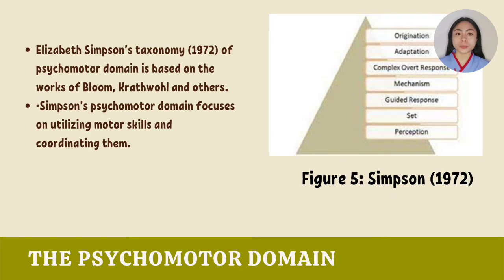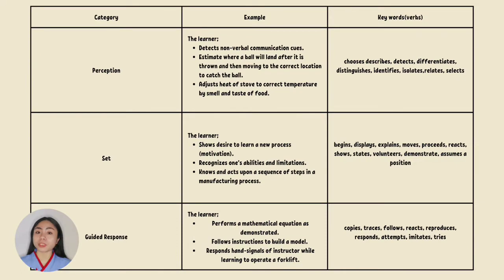Elizabeth Simpson's taxonomy, 1972, of psychomotor domain is based on the works of Bloom, Krathwohl, and others. Simpson's psychomotor domain focuses on utilizing motor skills and coordinating them. In here, we have the table which consists of categories, examples, and keywords. The first one, we have perception, or what we call awareness. It refers to the ability to use sensory cues to guide motor activity. It requires the learner to demonstrate an awareness or knowledge of the behaviors needed to carry out the skill.